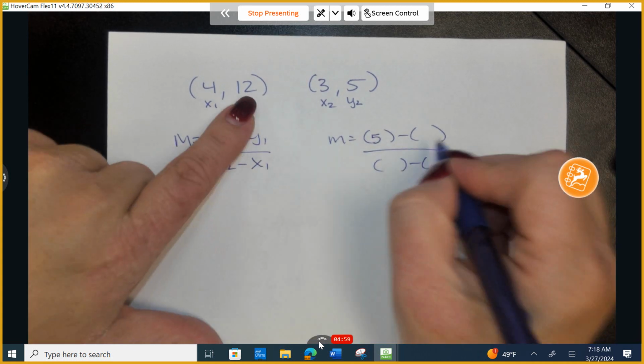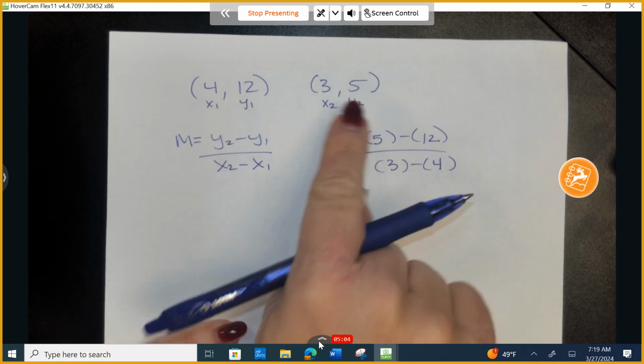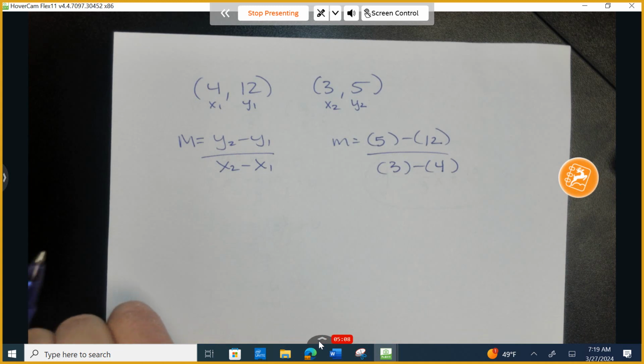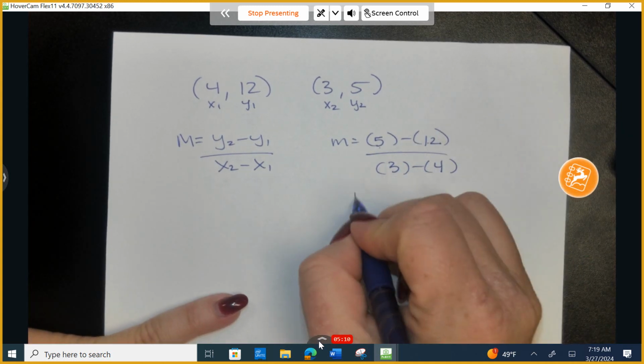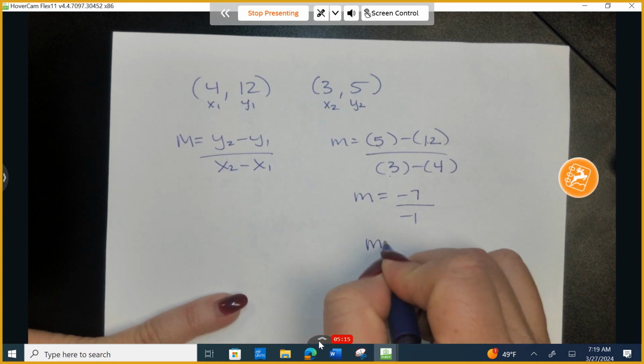y2 is 5, y1 is 12, x2 is 3, and x1 is 4. Could you make these your x1 and y1 and your x2 and y2? Absolutely. All right, 5 minus 12 is -7, 3 minus 4 is -1, and the slope is 7.